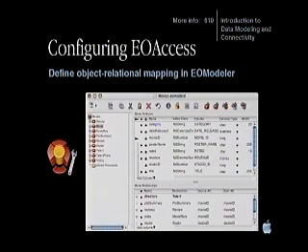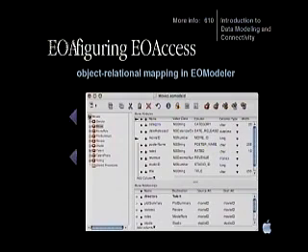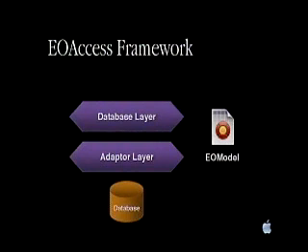We've seen what EO modeler does, has the connection information of what database we're hooking up to, and has that object to relational mapping. Without a model file, EOF is just going to sit there. It's not going to connect to a darn thing. So the EO access framework has actually two layers that we're going to talk about. One is called the adapter layer, and the adapter layer, currently the JDBC adapter, is the part of the framework that is sending SQL to the database. It's generating the SQL particular to that database. It is also maintaining the connection through the database.